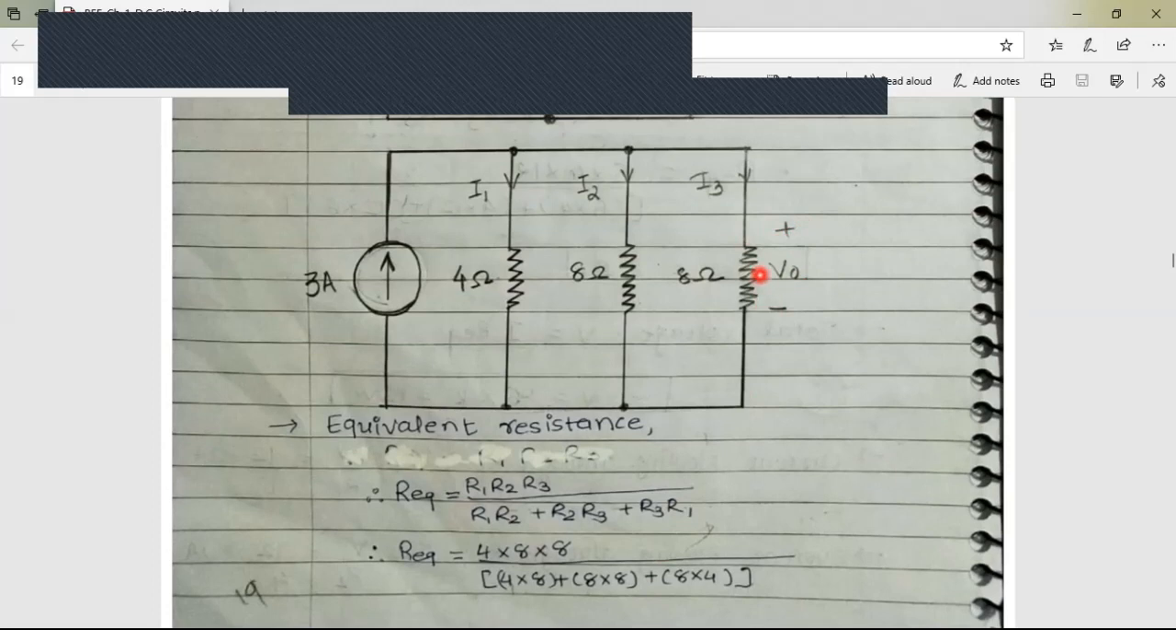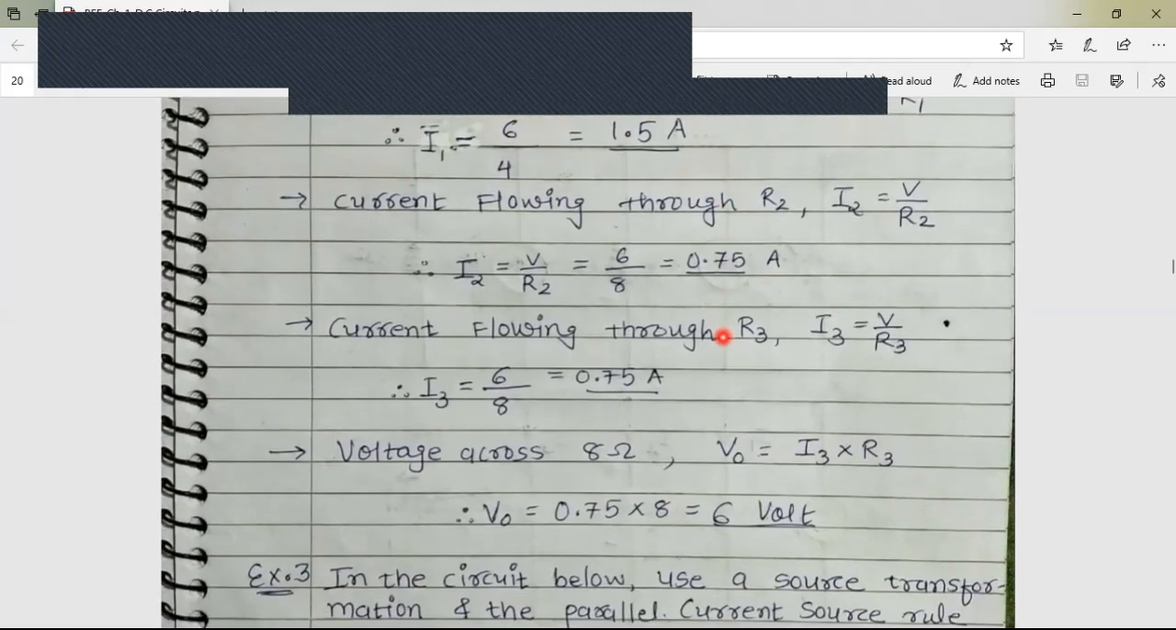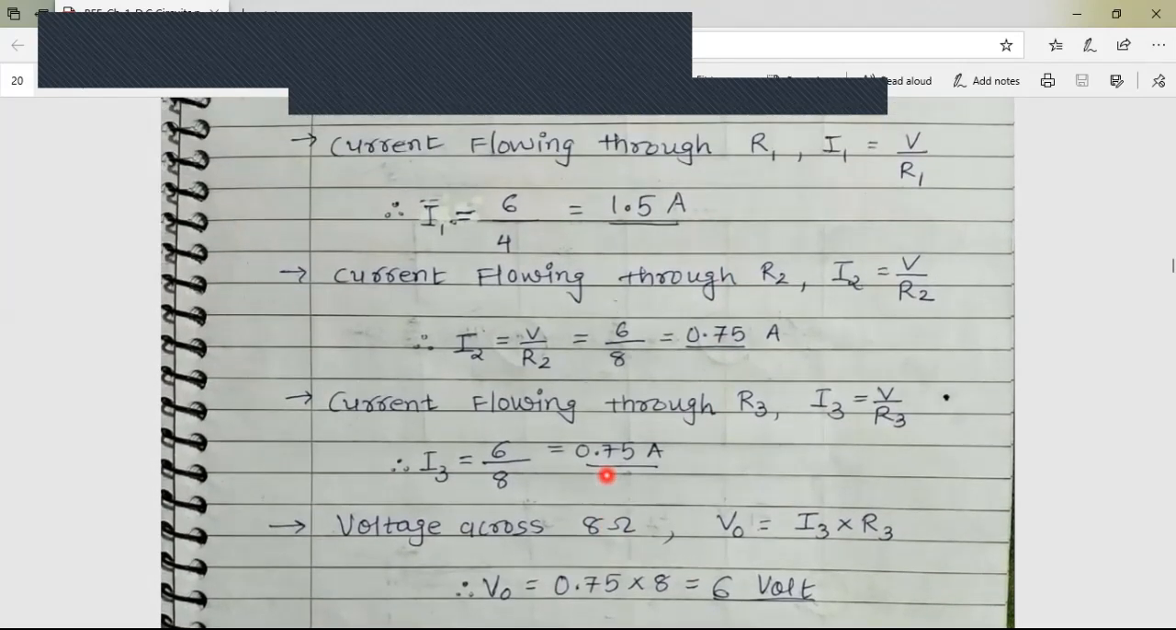V equals IR. The current flowing through this 8 ohm resistance is I3, and now we know the value of I3, so we can easily find the voltage VO as I3 into 8 ohm. So finally, the voltage across the 8 ohm resistance is VO equals I3 into R3, so 0.75 into 8 equals 6 volt. You can easily find the voltage across any resistor if you know the current and the resistance value of that resistor.